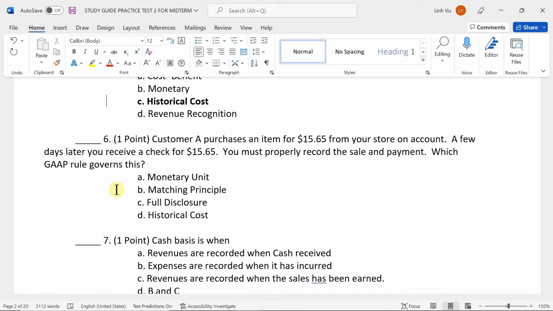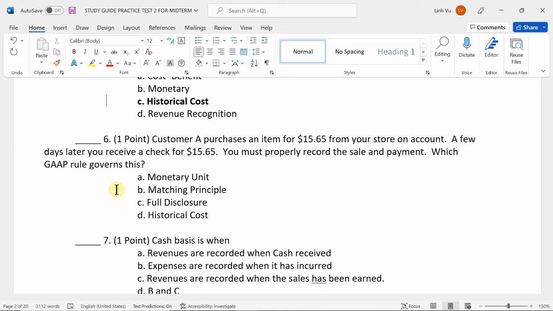Number 6, okay? Customer A purchased an item for $15.65 from your store on an account, okay? A few days later, you receive a check for $15.65. You must properly record this sale and payment, okay? So which GAAP rule governs this? So in this case, it's not monetary unit because we're not, in this case, right?